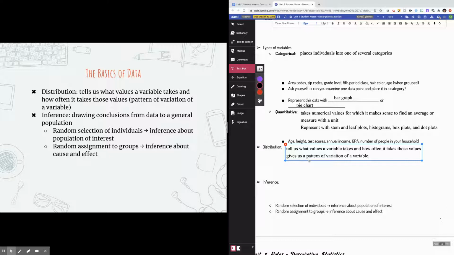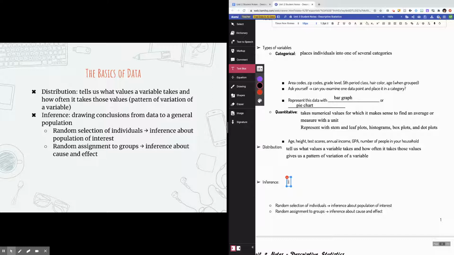A distribution is essentially a representation of your data. Your distribution of data will show your minimum values, your maximum values, where the highest points are, where the lowest points are. If there are gaps, if there are outliers, it'll show you the shape, etc. So it's essentially the visual representation of a big group of numbers. And the last thing for basics is inference, which we talked about in the previous unit on studies and experiments.